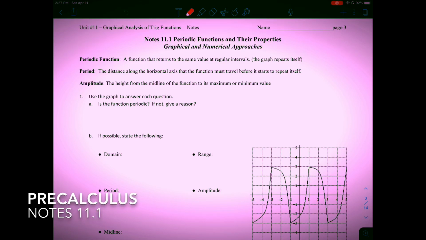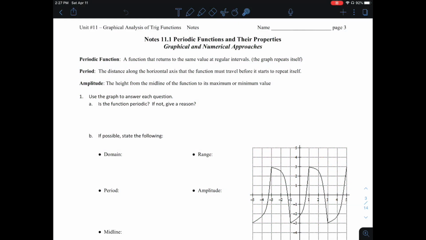This is pre-AP Pre-Calculus. We're doing notes, chapter 11. This is the first section of that chapter. We're examining periodic functions and their properties, and we are going to look at this graphically and numerically. First, some terms. Periodic function: a function that returns to the same value at regular intervals. In other words, the graph repeats itself.